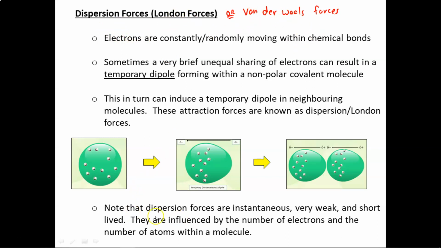Now, please note that these dispersion forces only last for fractions of a second, so they're very weak, very short-lived, and they are influenced by the number of electrons and the number of atoms within that molecule. So the more electrons there are, the more they can randomly shift to one end, giving it a higher partial charge. But in the end, they are the weakest of all the intermolecular forces we'll be looking at, and they are present in every single molecule.